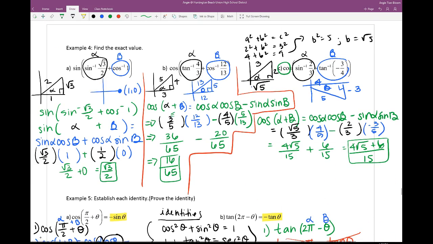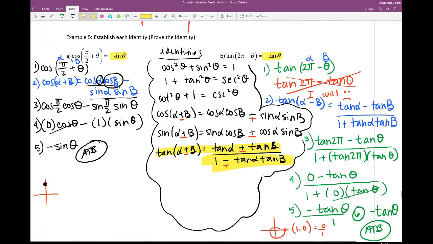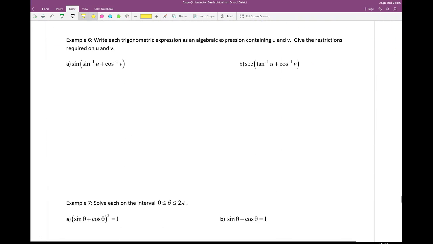In example 4, remember we let this one be alpha and this one be beta right here? We're going to do the same thing. This is alpha, and this is beta, and we draw two triangles. Sometimes you can't draw a triangle, then just make a dot. Here we go.